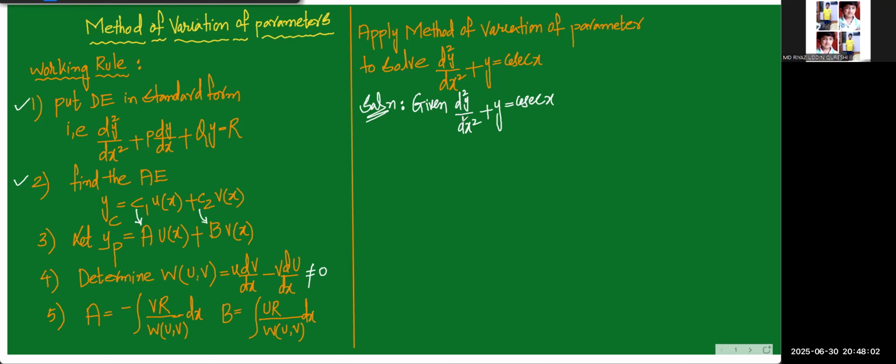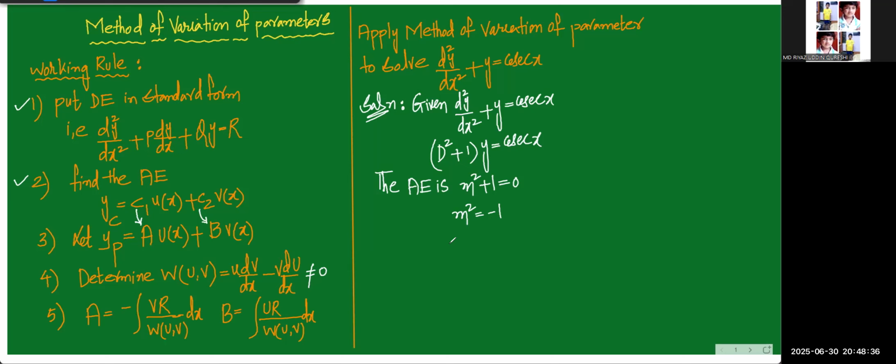This is the general form. We have to convert it into the operator form. So I'm writing the operator form: D square plus 1 into y is equal to cosecant x. That is called the operator form, as you know already. Correct? Now we shall find the auxiliary equation for this one. The auxiliary equation is m square plus 1 is equal to 0, that is, m square is equal to minus 1.